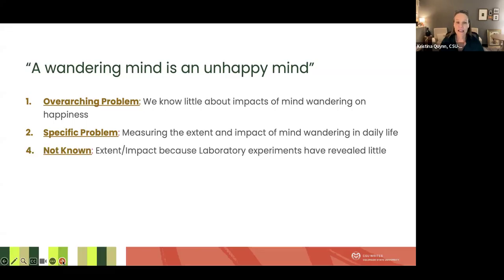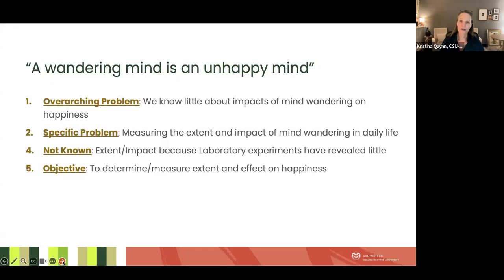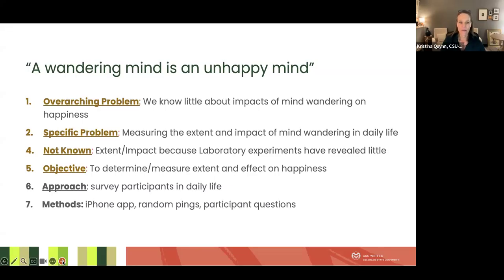What was not known is the extent and the impact. The objective was to determine and measure the extent and effect on happiness. Their approach was to survey in daily life using that app. And then their key findings were that it did impact happiness, that if your mind wanders, you're less happy than you would be otherwise.